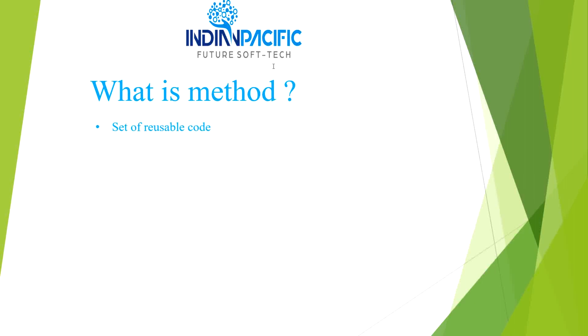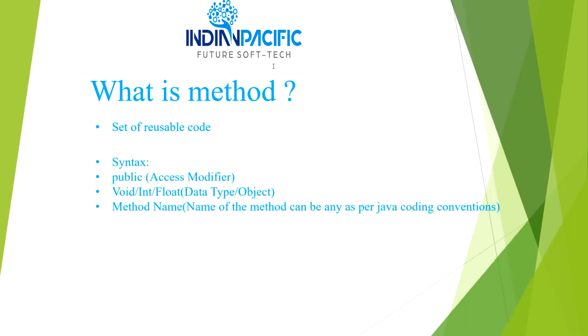What is the definition of the method? Actually there is no specific definition that you can give for the method, but you can say it's a group or set of reusable code. Let's see the syntax of the method. You have to first give the access modifier. As of now I am using public. You can use private, you can use protected. If you are not giving any access modifier, then by default it is the default access modifier. We will see access modifier concepts; I will separately upload a video for the access modifier also.